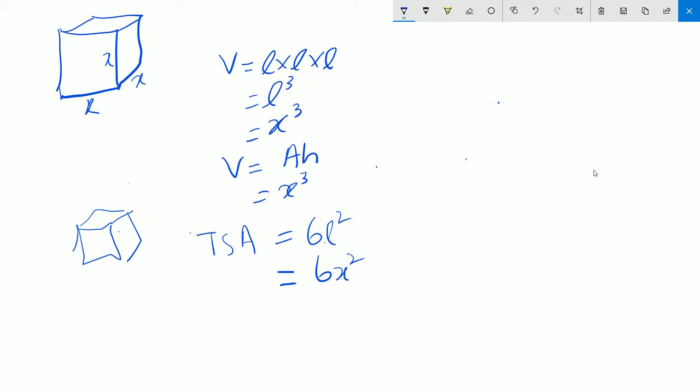To calculate the total surface area of an open cube, one which does not have a lid and only has 5 sides, so we have no lid here, we would use the formula 5L squared because we only have 5 faces of this cube. In our case, that would give us 5x squared.